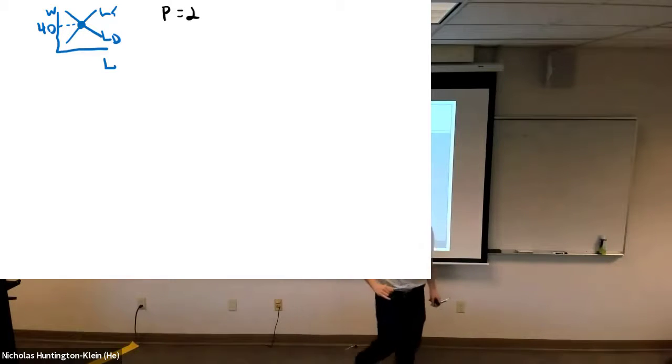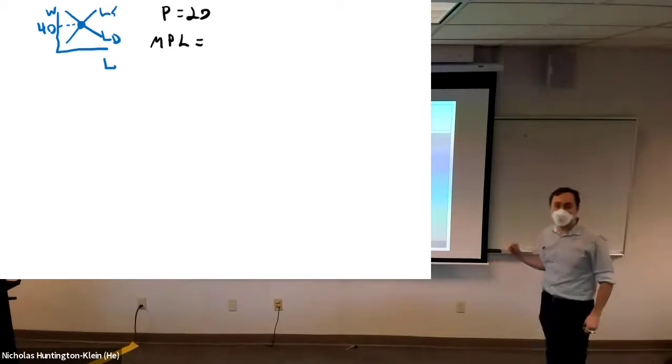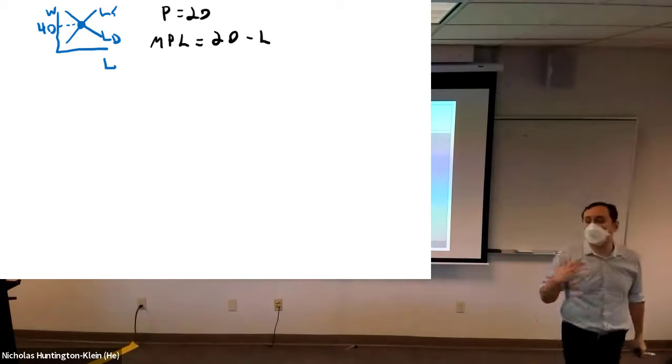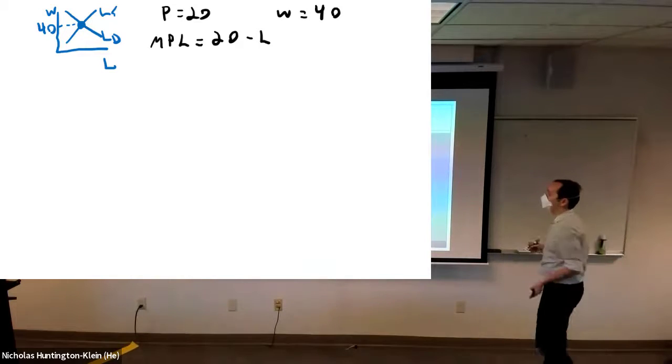And every person that we hire is going to bring us 20 minus L in additional units that we can sell. Right? So the first person we hire is going to make us 19 additional units beyond what we already have. The second person will make us 18. The third will make it 17, and so on. So how many people should we hire?